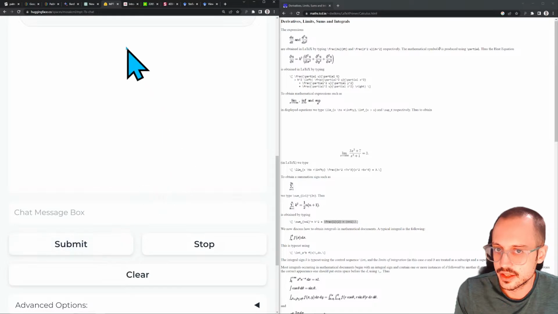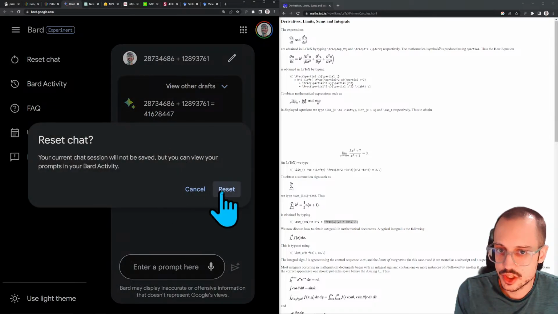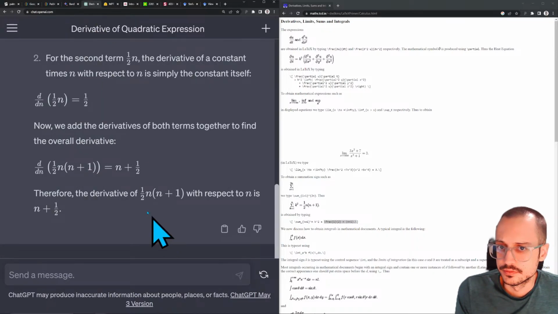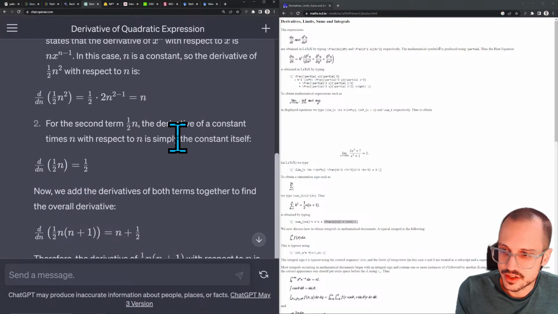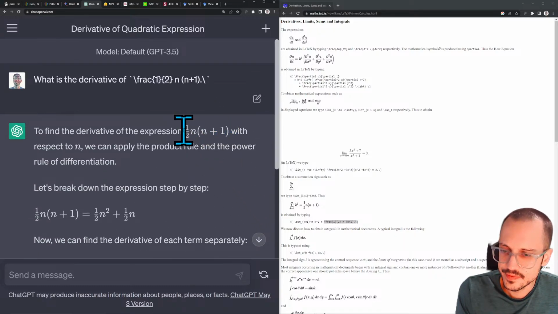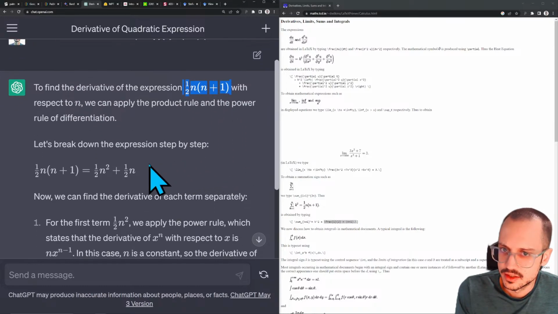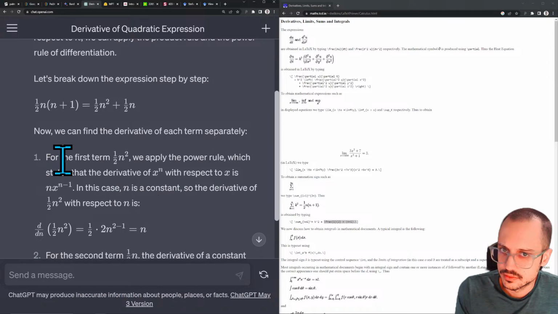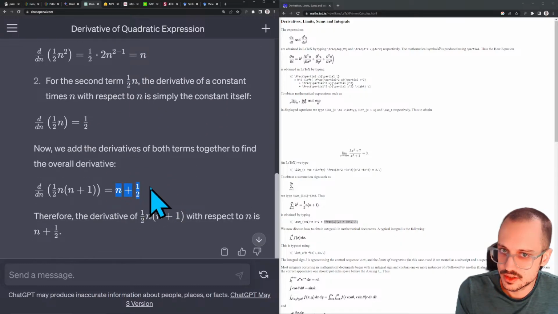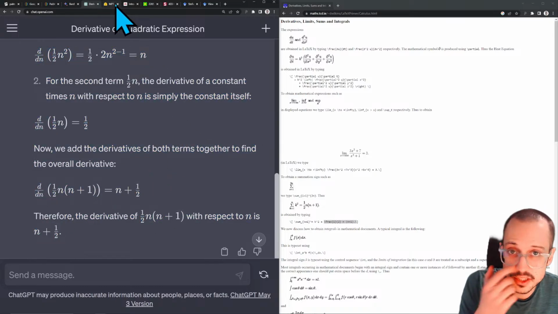Clear, put that in there. Reset chat, put that in there. Oh wow, look at that. ChatGPT can actually render LaTeX. I did not know that. The derivative of the expression 1/2 n plus 1 with respect to n. We apply the power rule. Yep, that's correct. And for the second term, yep, that's correct. And the derivative is that. That is correct. Okay, so ChatGPT got it right.